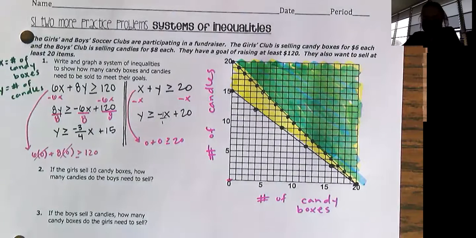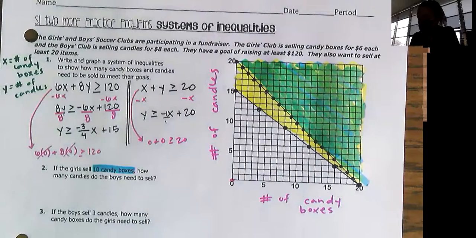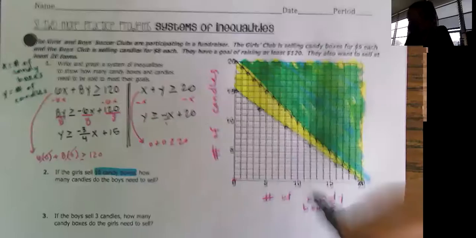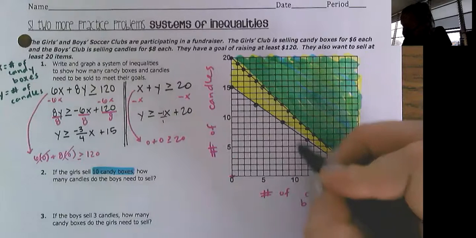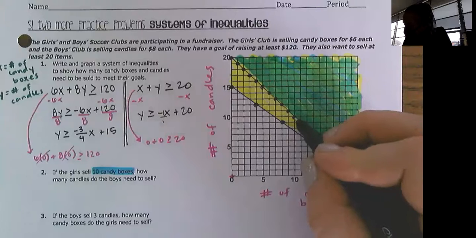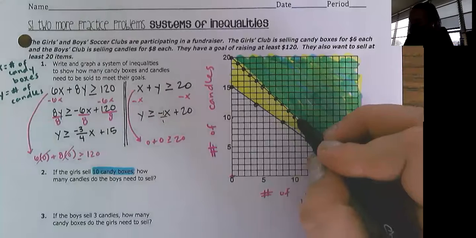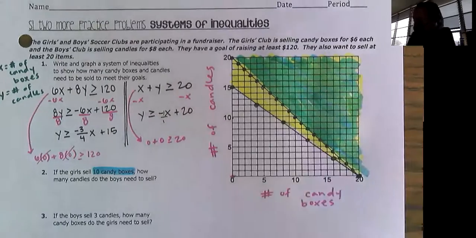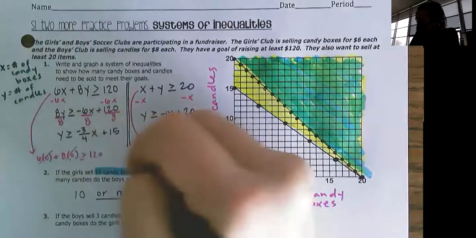So let's go through these questions down below. If the girls sell 10 candy boxes, how many candles do they need to sell? So let's go to the candy boxes and we're going to go to 10. And remember our solution's in the double shaded region. So you might be tempted to start here, but that's not double shaded. You have to go up until you reach this dot where it is double shaded, and that is at 10 candles. Now, it's not just the number 10 that would work, because then everything above 10 is also double shaded. So I'm going to say 10 or more candles.